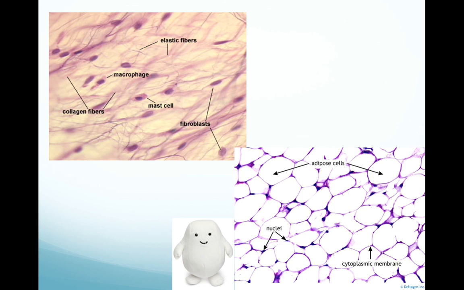Loose connective tissue, which is shown in the upper left-hand side, is what's found under your skin's epithelial layer. The matrix has both collagen and elastin fibers that are very important components of that. Adipose tissue is another type of connective tissue. It's shown in the bottom right, and it's made up of fat cells that will store fat for energy or insulation or protection.